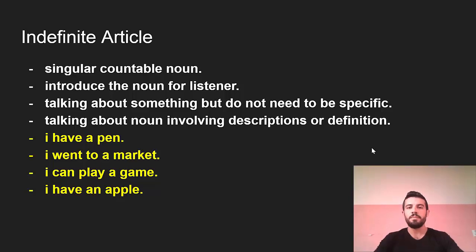Also with hour, for example. Although hour begins with or starts with h, which is not a vowel, when we pronounce hour, the h is silent, so we use an hour. Also, for example, honest. Honest also starts with h, but the h is silent here. So we say an honest. For example, he is an honest man.